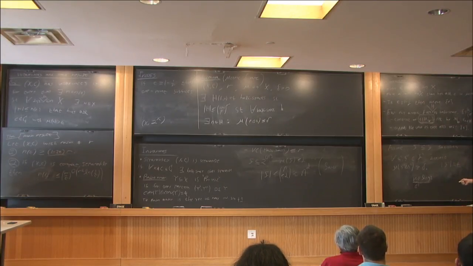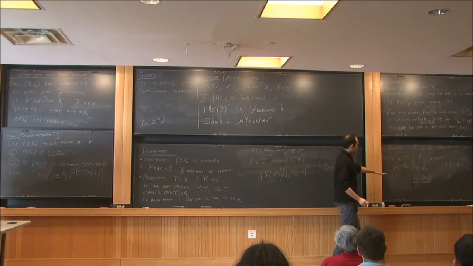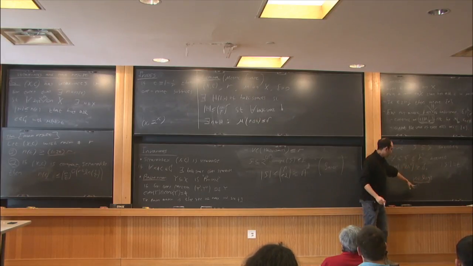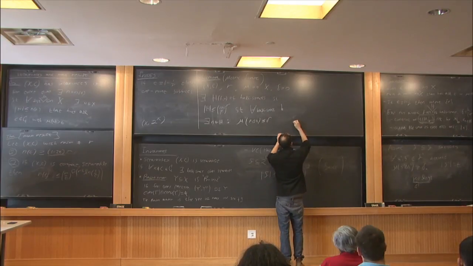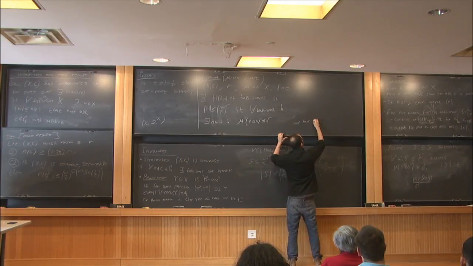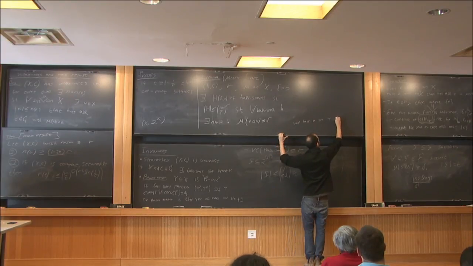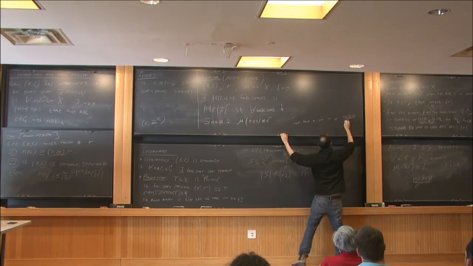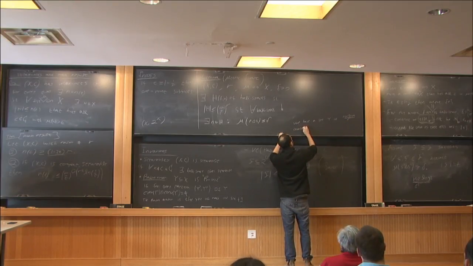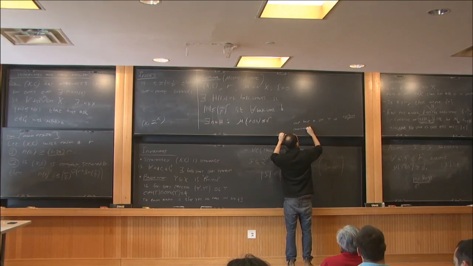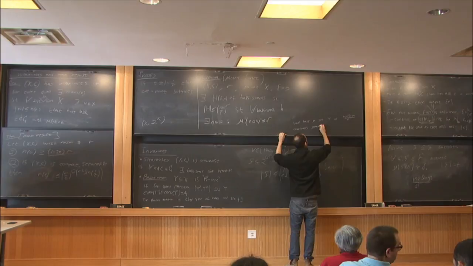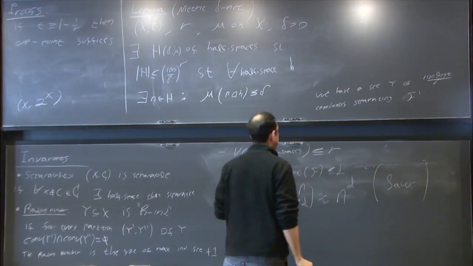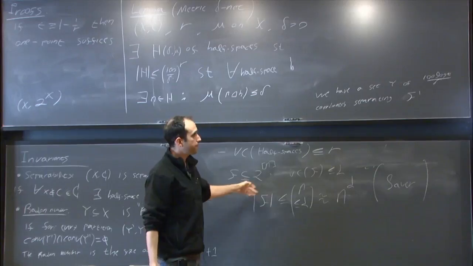Okay, and what do we know? So we have a set Y of 100 log T over delta coordinates, separating F prime. Now take the projection of F to this set Y.